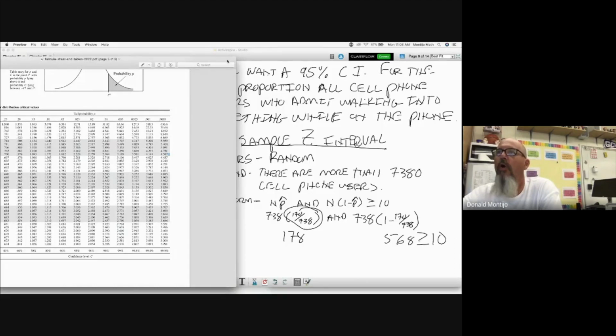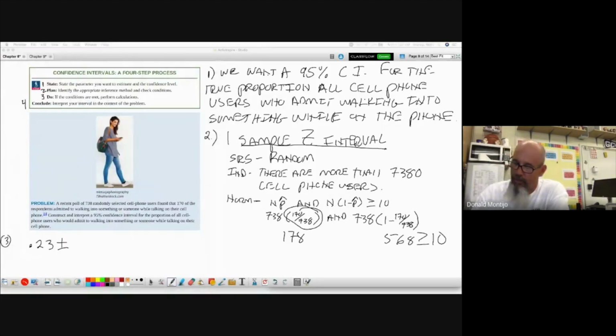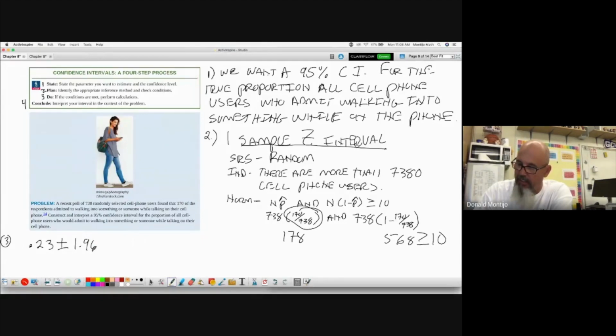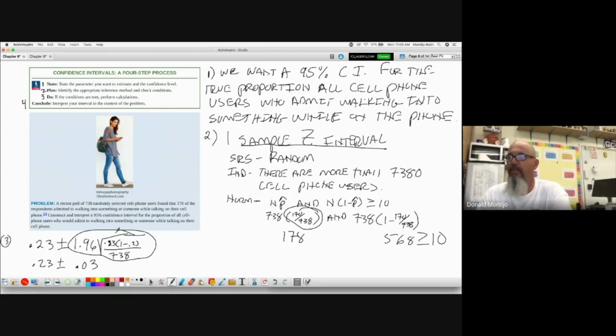So I don't have to do the work. I just got to look it up in the table. So my multiplier or my critical value is 1.96 times the square root of p hat times 1 minus p hat all over n. So that's going to give me 0.23 plus or minus approximately 0.03. So if I type this into my calculator, my margin of error is roughly 3%.